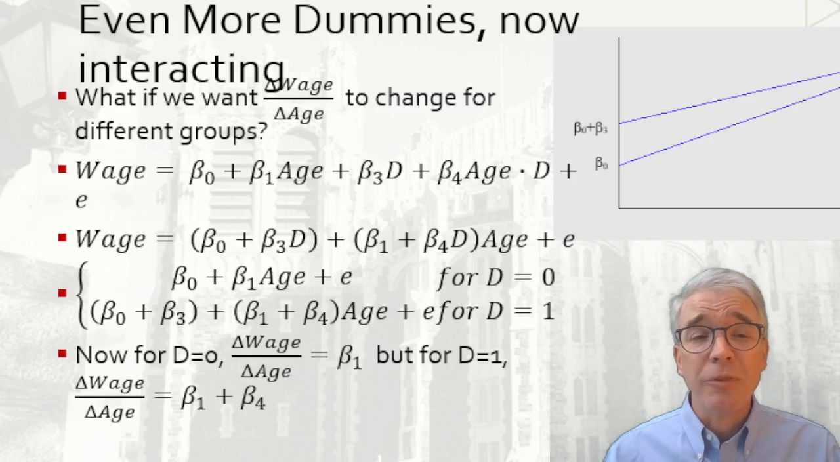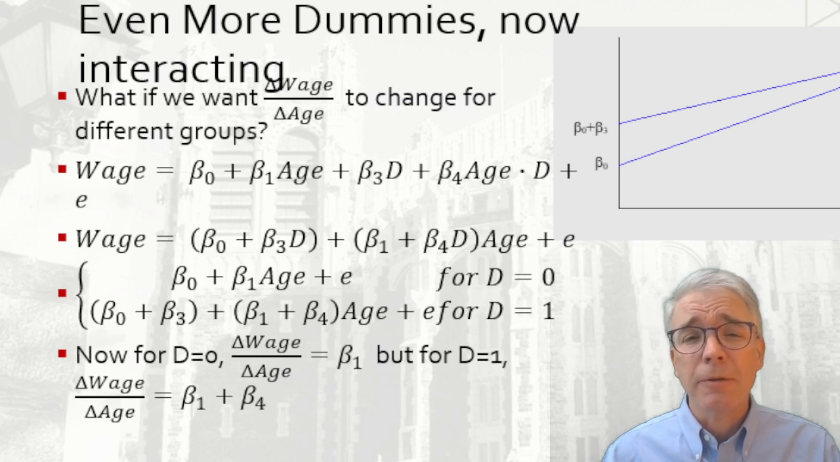For people with d equal to 0, the base group, they still have the same regression, beta naught plus beta 1 age plus some error. But the other group are going to have beta naught plus beta 3. They're going to start with that different y-intercept term. But then the coefficient on age will be (beta 1 plus beta 4), together multiplied times age.